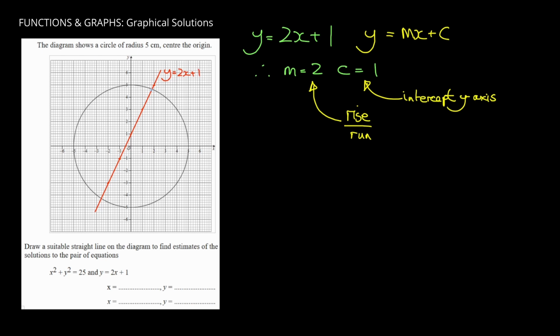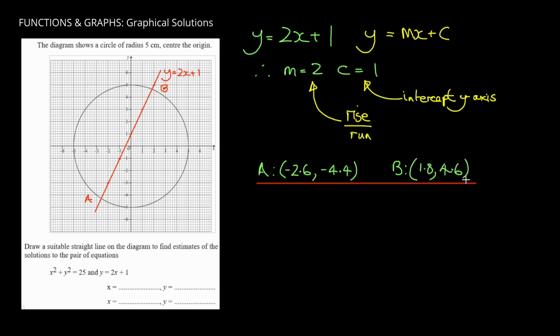And you can see that the circle and the line cross at 2 points. So if I call that point A and that point B, I could say that the coordinates of A are: the x value is negative 2.6, and the y value is negative 4.4. And B, reading off, has an x value of 1.8 and a y value of 4.6. And there are your answers for the two intersection points.